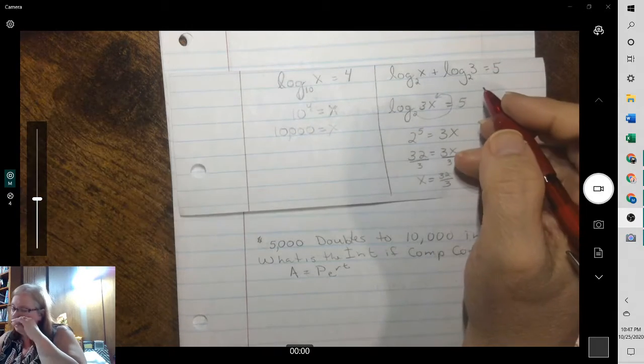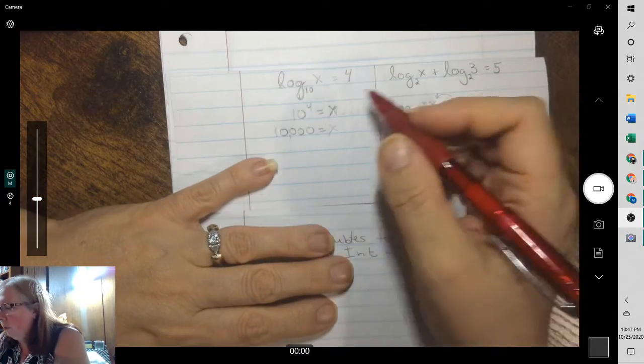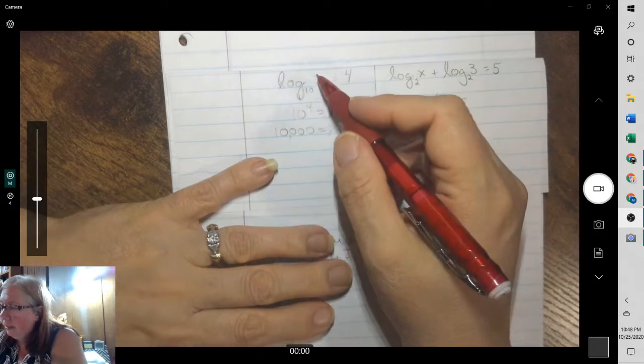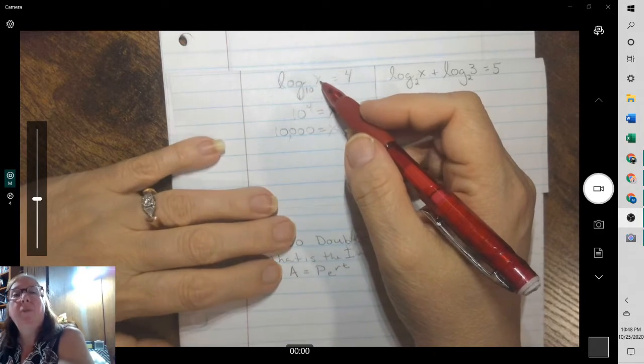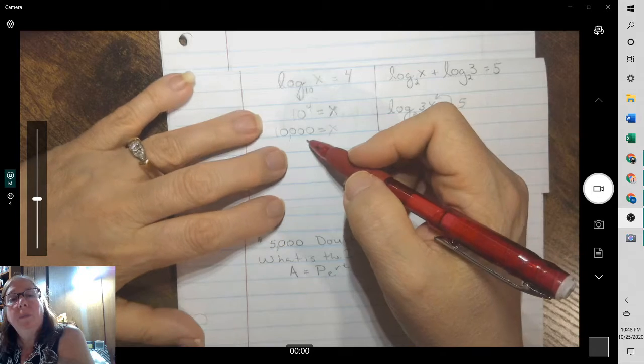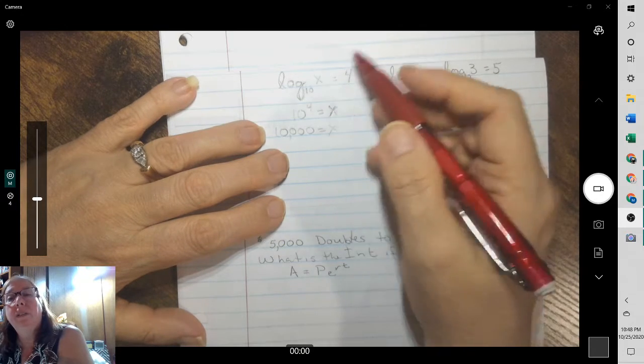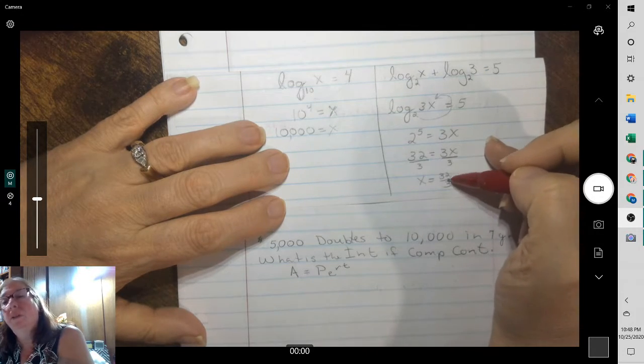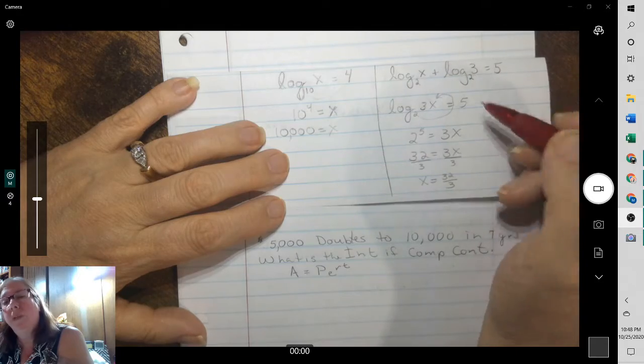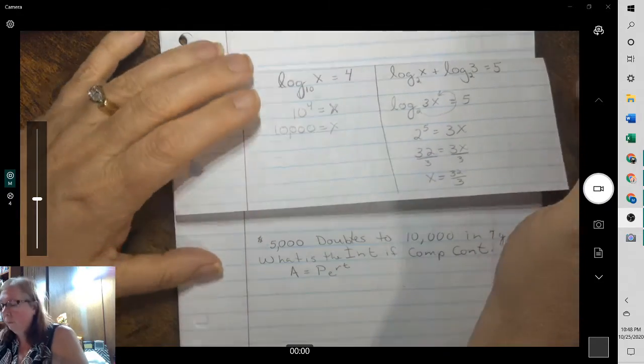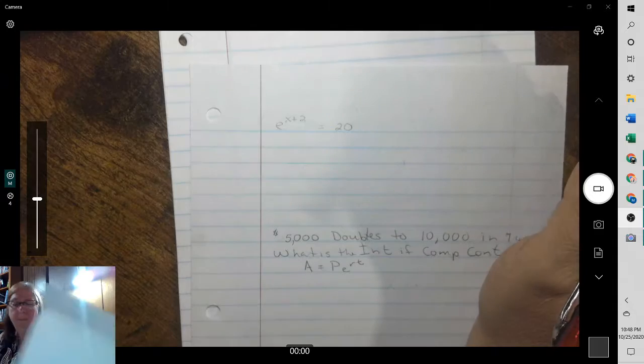Now what you do need to make sure when you get your answer, if you plug it back in, it has to be a number greater than 0. And if we plug 10,000 in, it's greater than 0. If we plug 32/3 in, it's greater than 0. So you do need to check that.